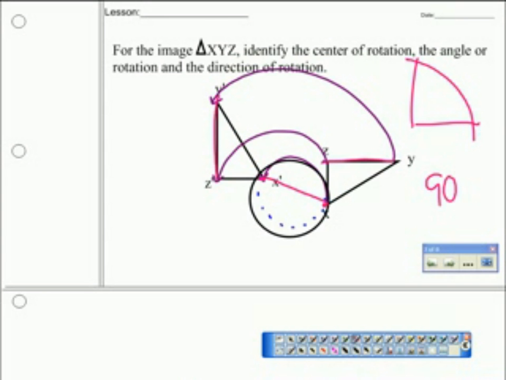So it's a 90 degree, and which way is it? Use the clock, that's what it's there for. This is a 90 degree counterclockwise. Very good.